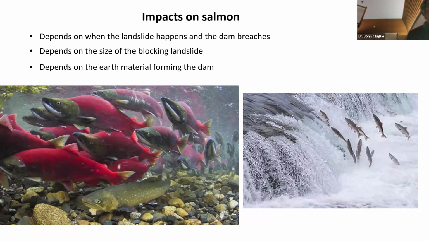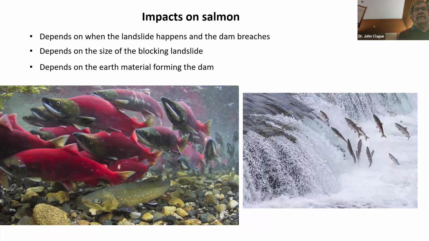So what would be the conceptual impacts on salmon? It's kind of like a science, I say it depends, scientists always do that. It depends on when the landslide happens. Does it happen within or outside the spawning season? It depends on the size of the blocking landslide. Generally speaking, the bigger the barrier, the longer it takes for it to be breached and for the path to be cleared along which salmon can run. And it depends upon the earth material forming the dam.